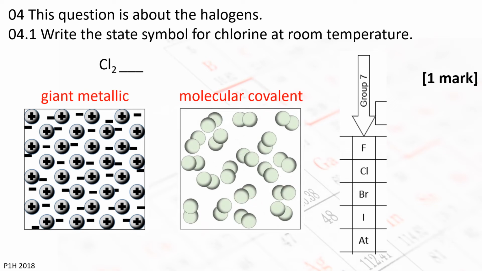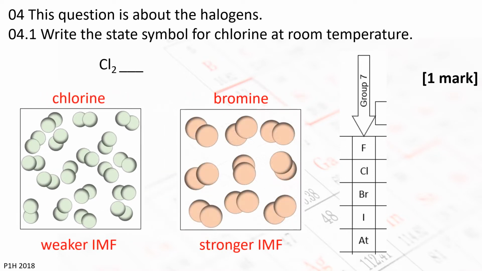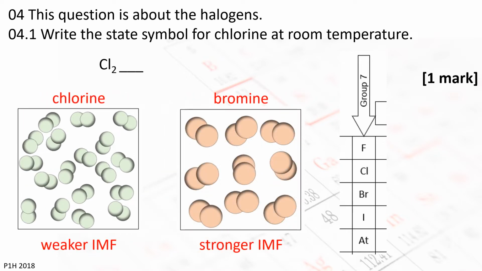Because the halogens have a molecular structure, they have a much lower melting and boiling point than the metallic elements, which have a giant structure. As you go down the group, there are more shells of electrons. The atoms get bigger, the molecules get bigger, and the strength of the intermolecular forces, IMF, increases.